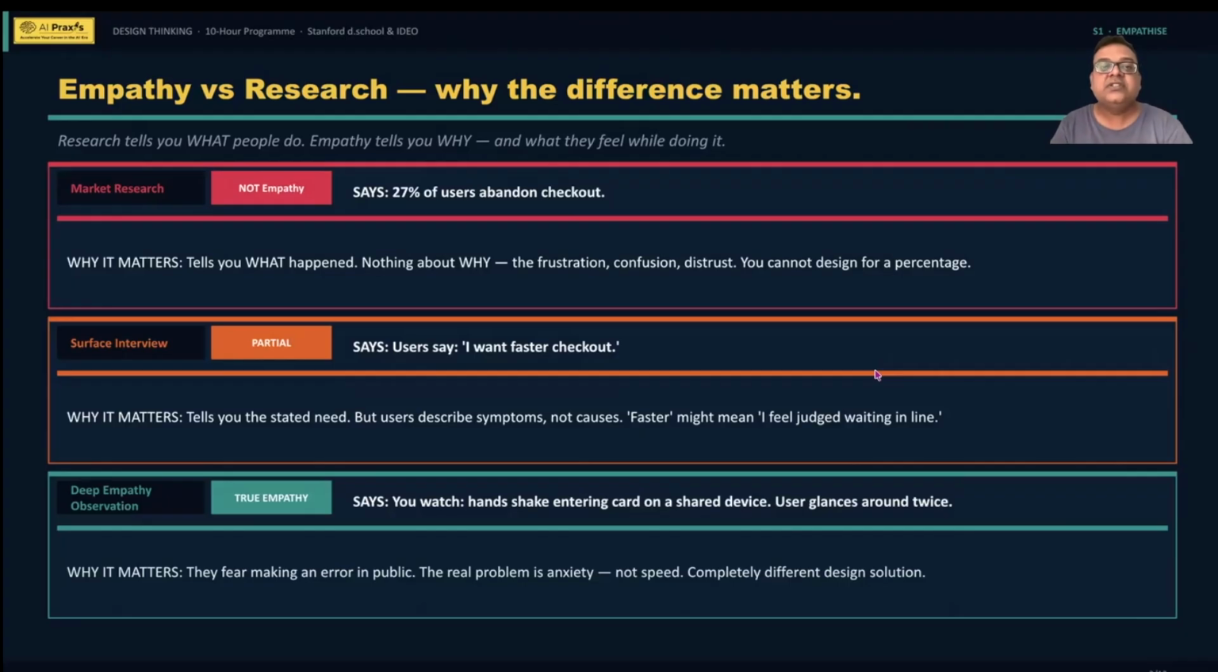That's why market research is useful, but it's incomplete. It's not, in fact, the primary research. It's the secondary research. It gives us the destination, not the journey.